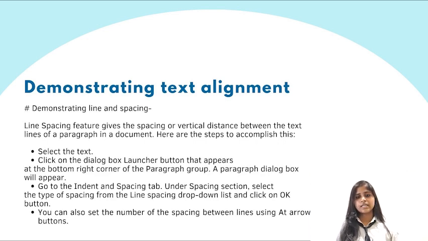First of all, select the text. Then click on the dialog box launcher button that appears at the bottom right corner of the Paragraph group. A Paragraph dialog box will appear. Then go to the Indents and Spacing tab. Under the Spacing option, select the type of spacing from the Line Spacing drop down list and click OK. Lastly, we can also set the amount of spacing between lines using the arrow buttons.